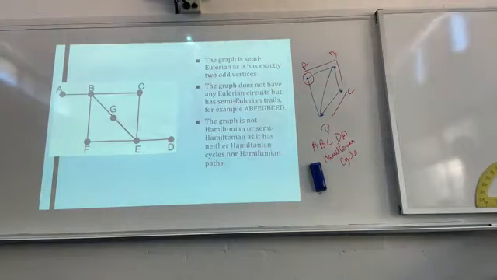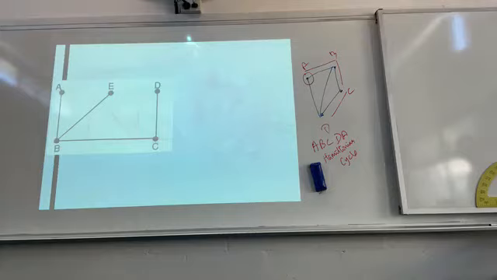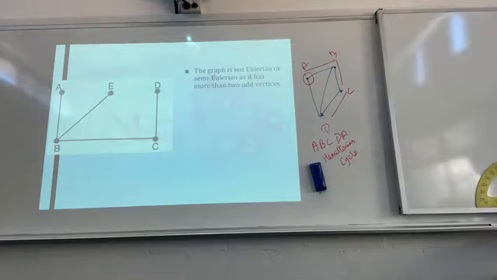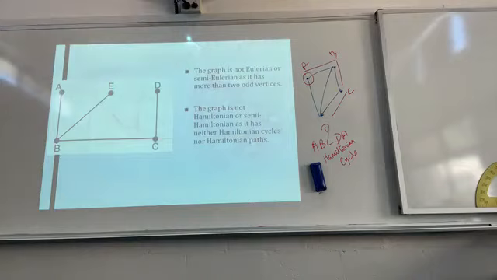It's not Hamiltonian or semi-Hamiltonian; you can't get a Hamiltonian cycle. What about this? Neither. It can't be anything at all, can it? It is connected. But what is this graph called? Come on, you should know. A tree? Yes, a tree. This graph is a tree. It has more than two odd vertices, and it's not Hamiltonian or semi-Hamiltonian. So you've got to be able to look at the graph and analyze it. This is a tree. It's a tricky one.